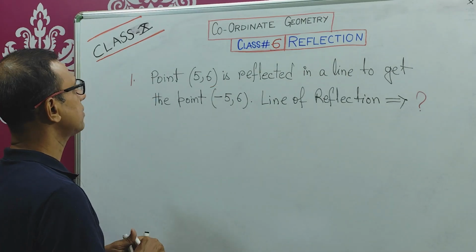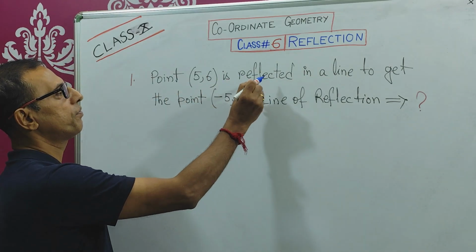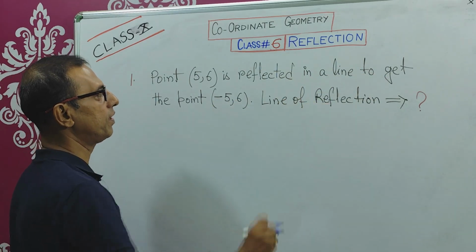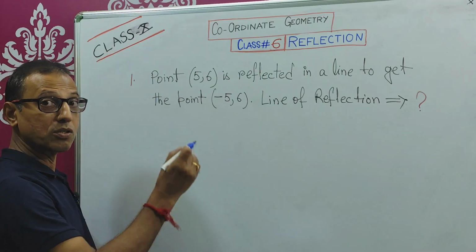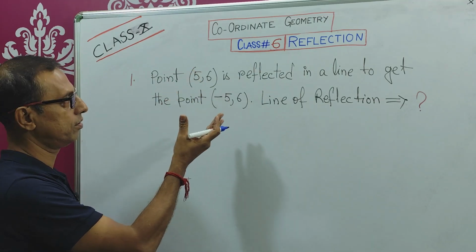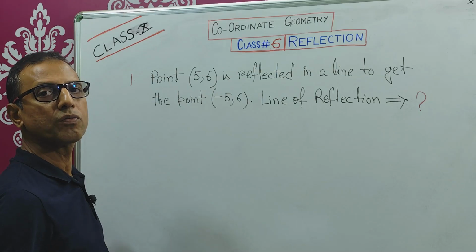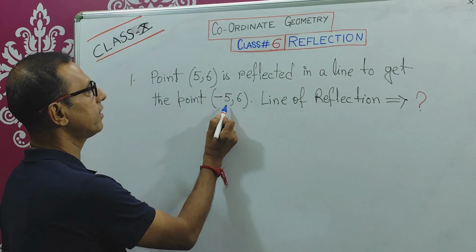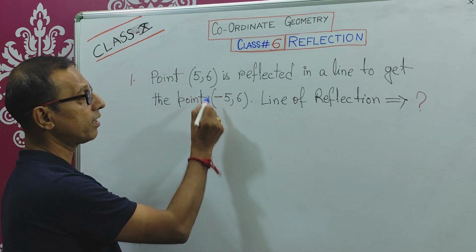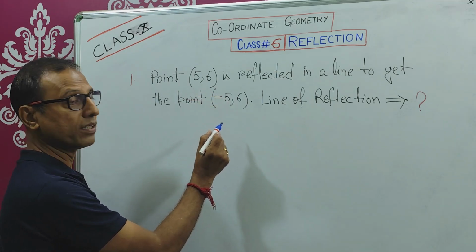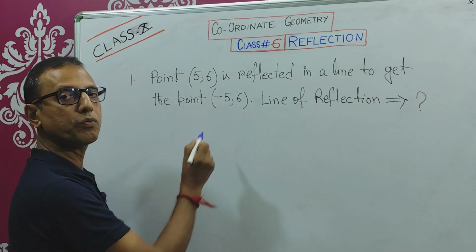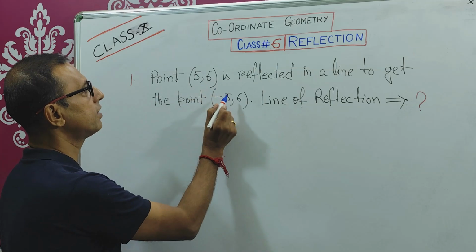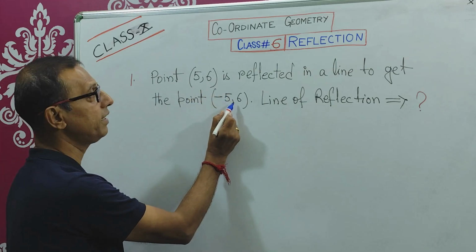The problem is, point (5,6) is reflected in a line to get the point (-5,6). Find the line of reflection. Just straight away, once you have practiced, you can do it. So (5,6) is in the first quadrant. Both x and y are positive. And the numeric figure 5, I said it will remain the same. Now (-5,6) is in which quadrant? It is the second quadrant. So (5,6) is reflecting to (-5,6) in the second quadrant.